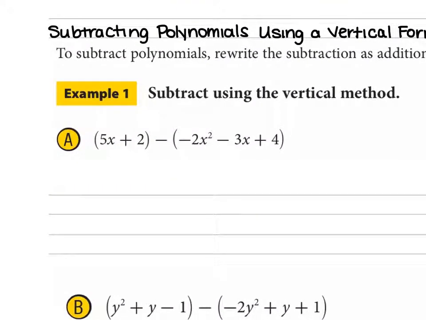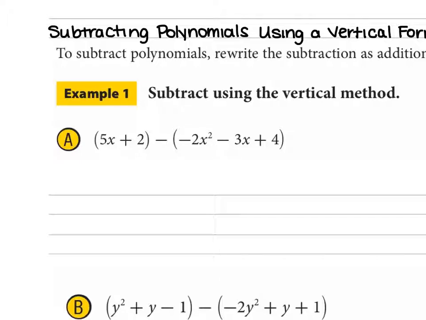3-4 subtracting polynomials. When we are subtracting polynomials, we can use the vertical method or the horizontal method. Either way, we are distributing that negative into that second set of parentheses or that second expression. So if we look at example A, we have 5x plus 2 minus negative 2x squared minus 3x plus 4.